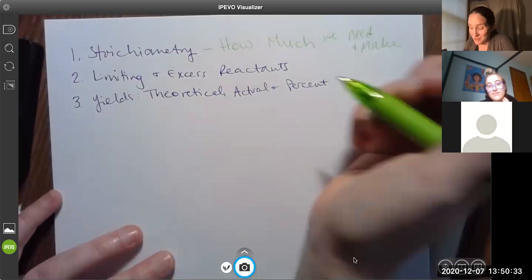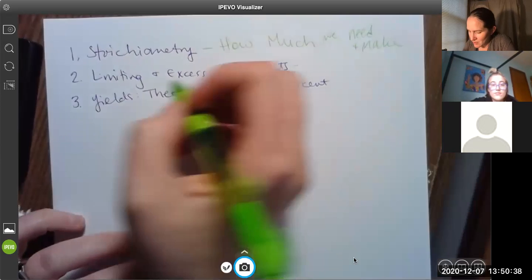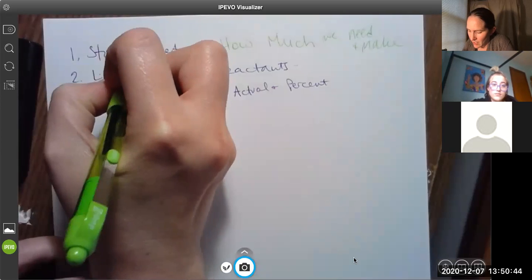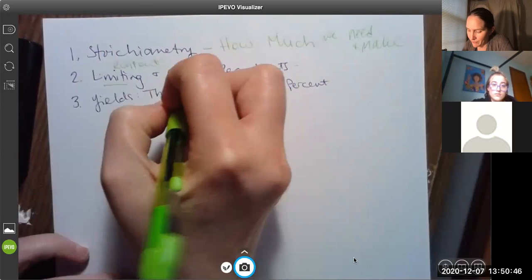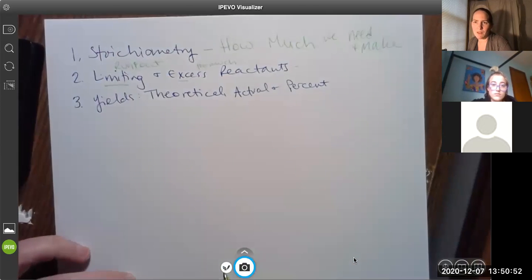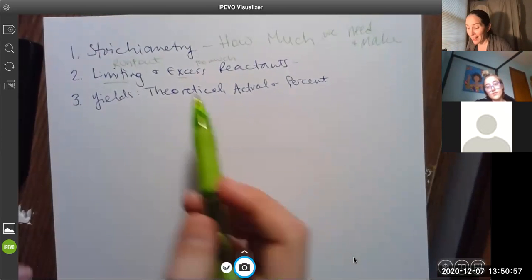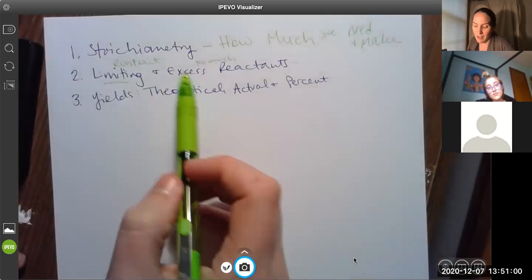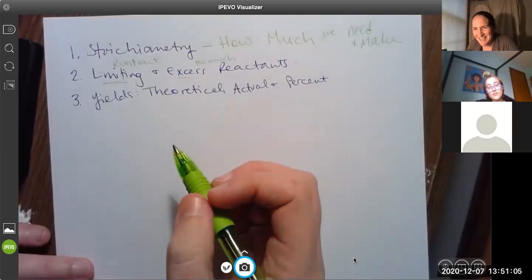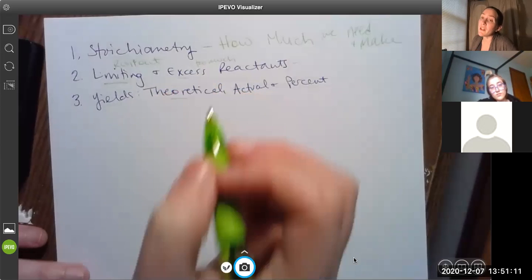Okay, so limiting and excess reactants will tell us what runs out and what we have too much of. So our limiting reactant will run out. And our excess reactant, we have too much. So if you're making cookies and you run out of something and you have to go to the grocery store to get more, that limited you because it ran out, and everything that you had too much of is all excess.